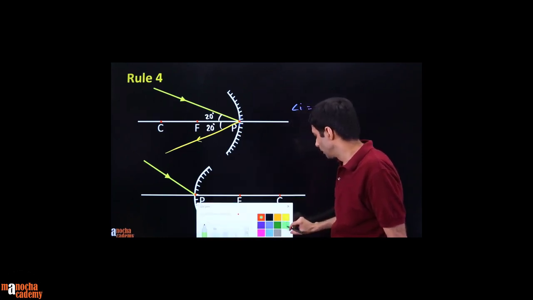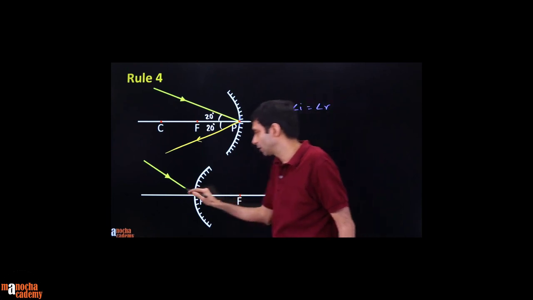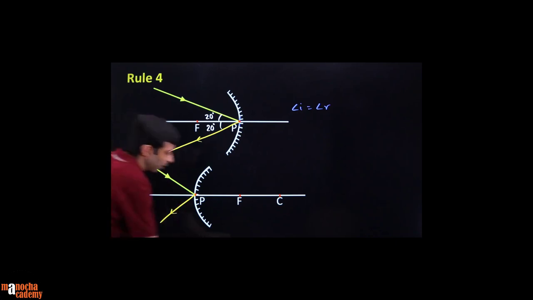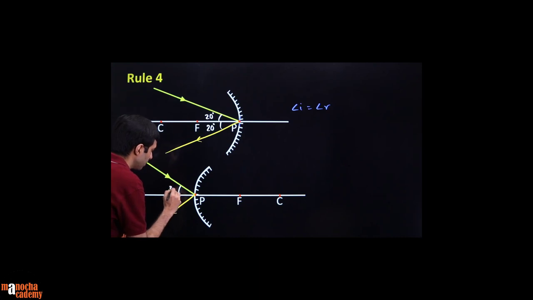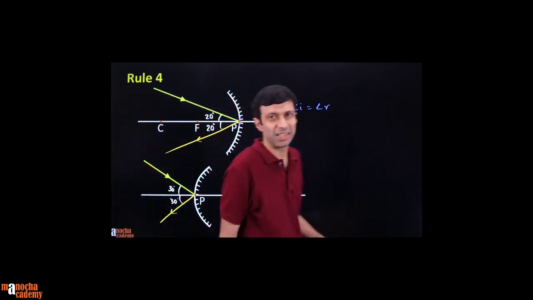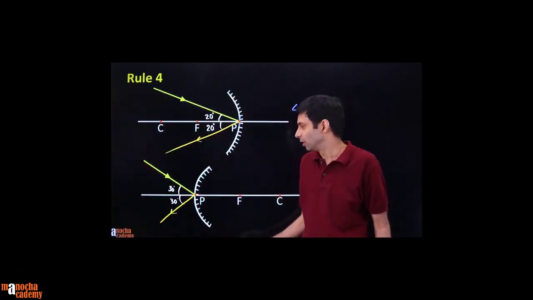Because this is acting as the radius, the normal here, again the ray of light will reflect off making the same angle. So let's say the angle here was 30 degrees. This is also going to be 30 degrees here. So this is our pole rule, where angle of incidence is equal to angle of reflection.